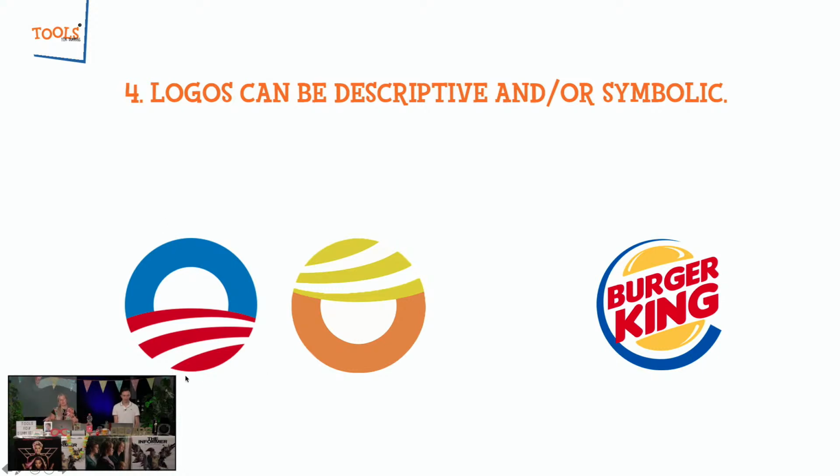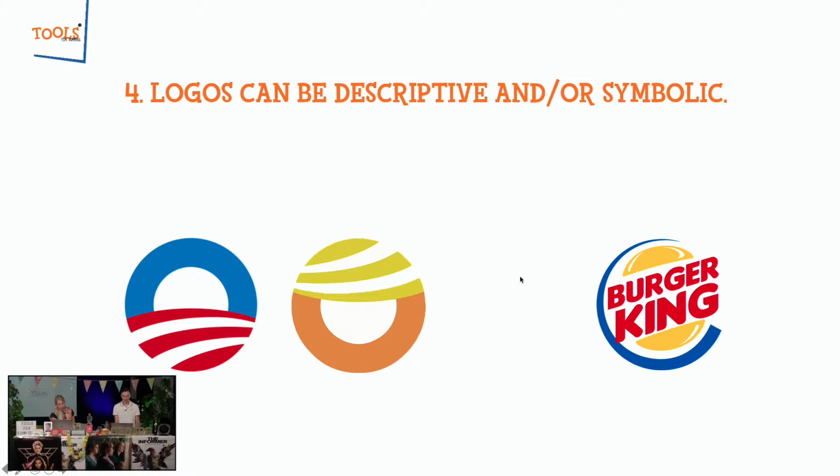And then when Trump was running for president, they turned around the logo, which was pretty funny. A journalist did that. So it's not actually the real logo of the Trump campaign. But this was a very, very strong joke. So that is very symbolic, but you also have descriptive logos, as you can see in Burger King.